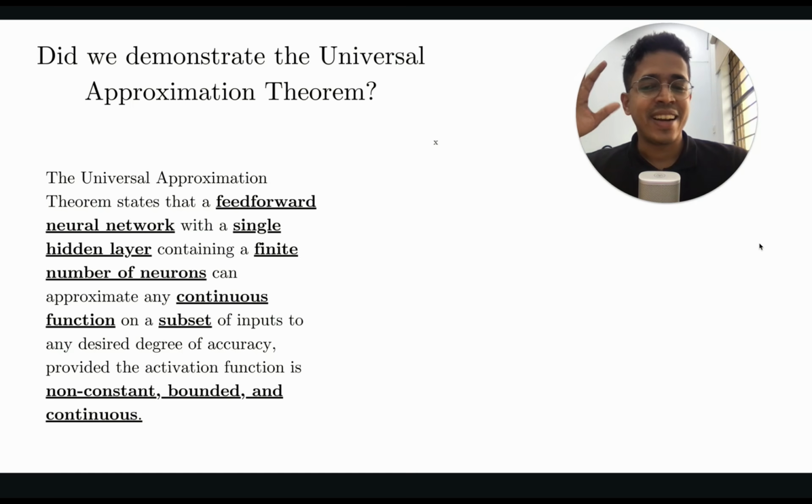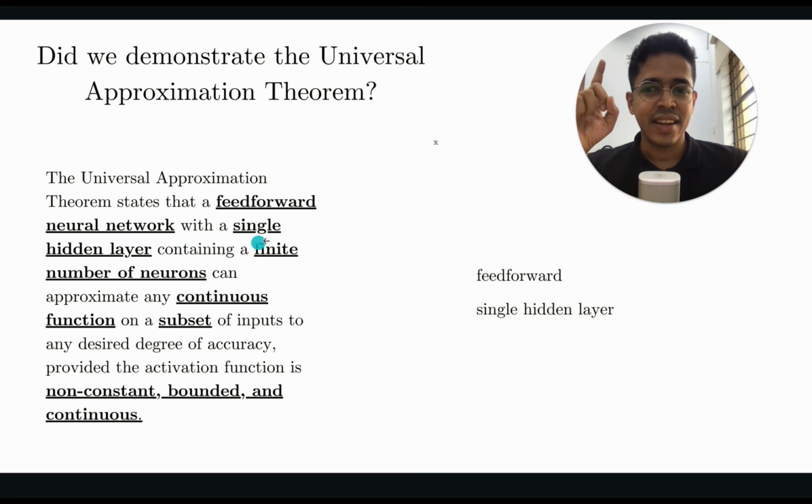It does not look very complex anymore, right? So we had a feed-forward neural network, right? It was feed-forward purely, correct? We had a single hidden layer, right? Then we had finite number of neurons. How many did we have? We had 5 in the hidden layer. We had a continuous function.